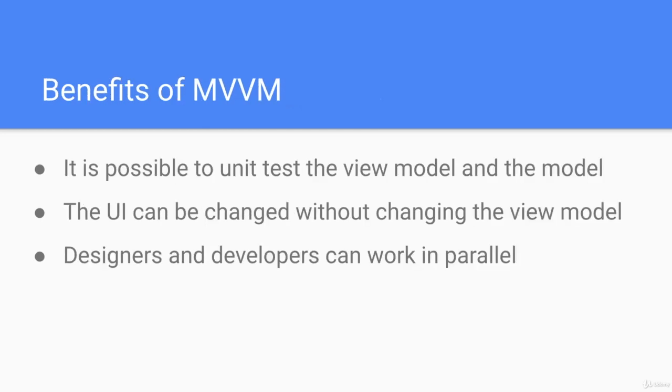What are some benefits of using MVVM? First, it's possible to write unit tests for the view model and the model without using the view. The unit tests for the view model can check exactly the same functionality as used by the view. Second, the app UI can be redesigned without touching the code, provided that the view is implemented entirely in XAML. Therefore, a new version of the view should work with the existing view model.